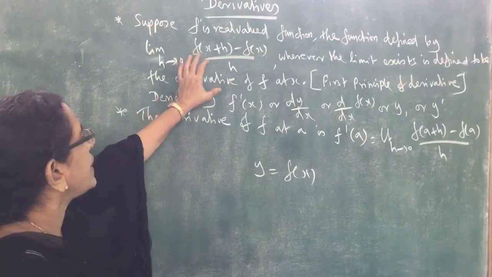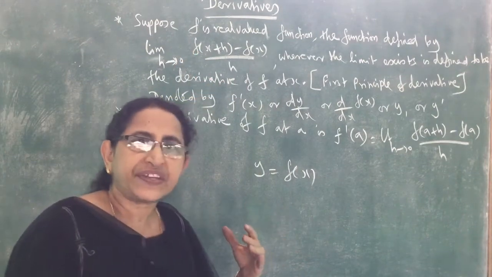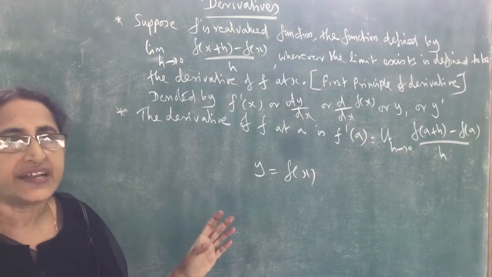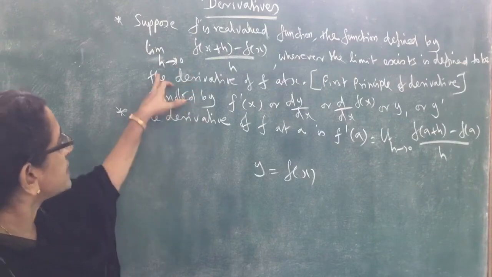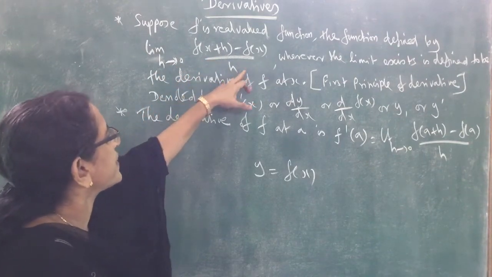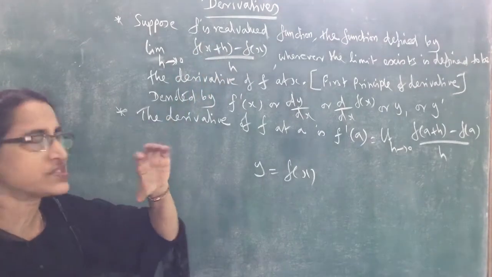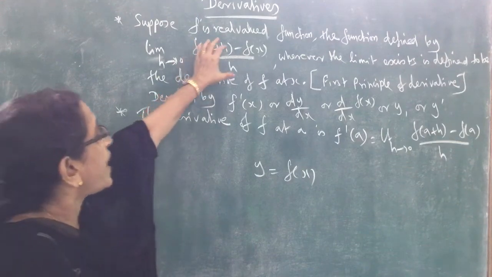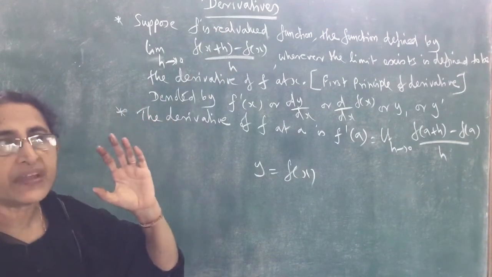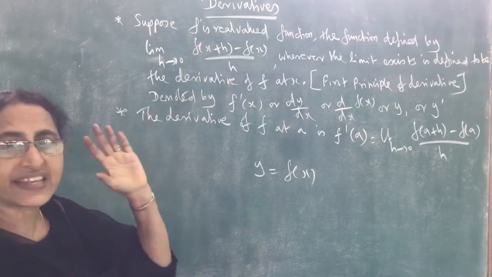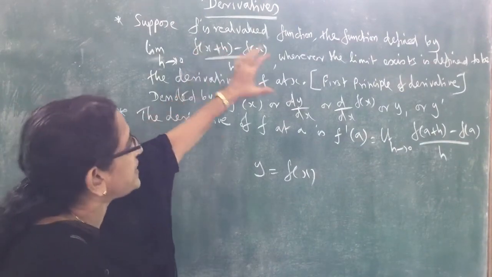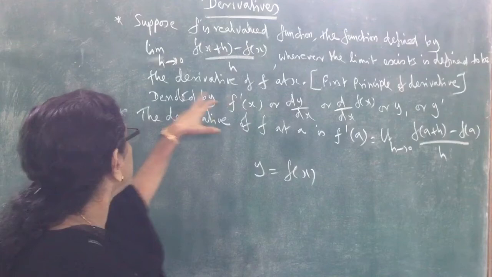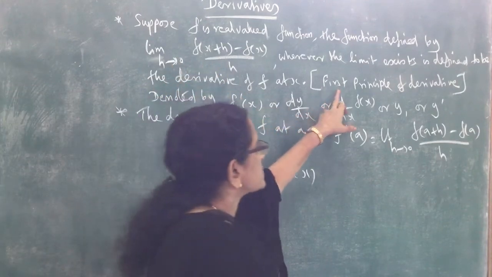Now here we have studied different types of functions. The derivative of any function y equal to f of x is defined as this limit: limit h tends to 0 of f of x plus h minus f of x by h. We know as h tends to 0, that means h comes close to 0, this function comes close to some number. That number is called the limit of the function, and that is called the derivative of f of x. So the derivative of f of x is defined as this limit. This definition is called the first principle of derivative.